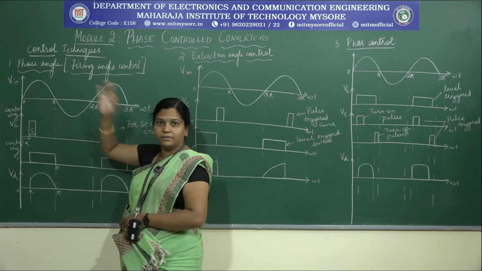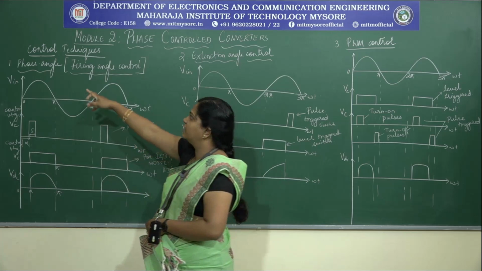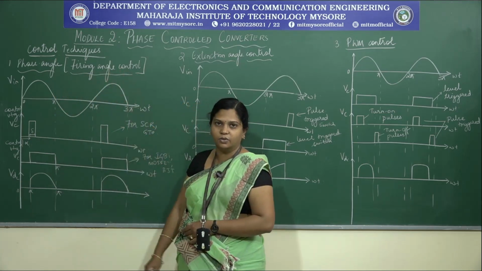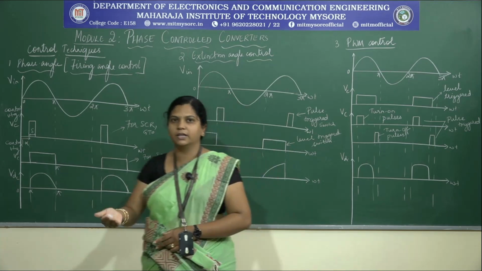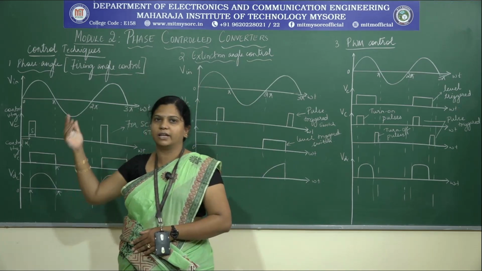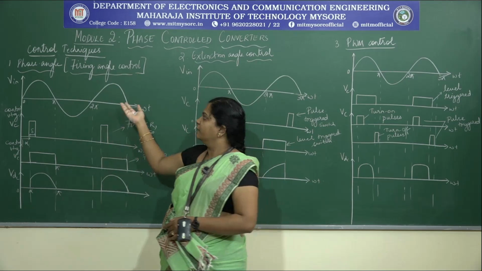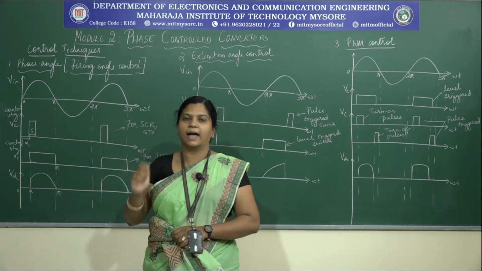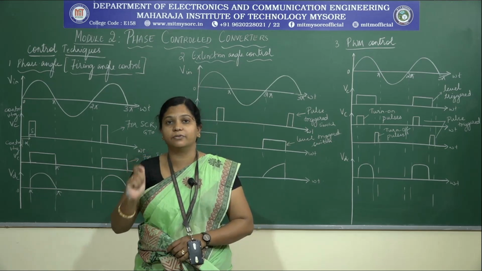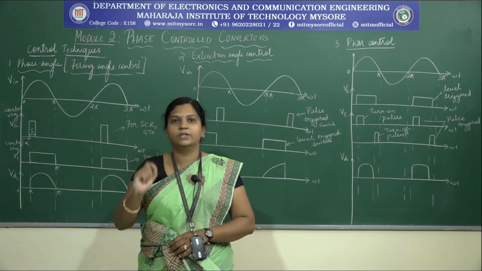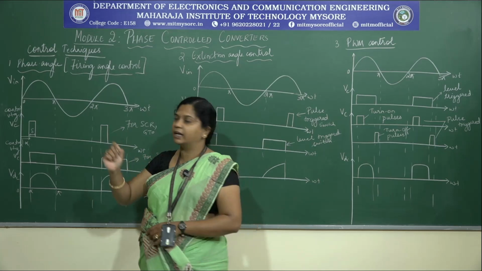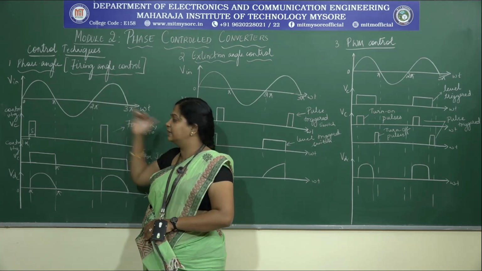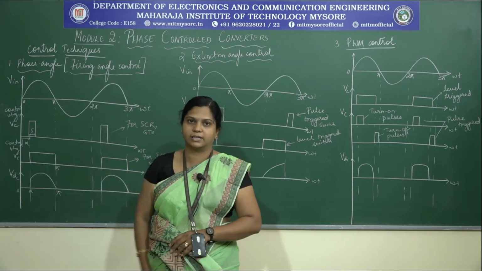So, in that we have 3 different types of techniques. The first one is phase angle or firing angle control. We have already come across the word firing angle for a thyristor. Whenever we give the gate pulse, we have seen the different gate characteristics, which indicate that if the gate pulse we apply reaches the threshold value, only then will the thyristor go to its on state.